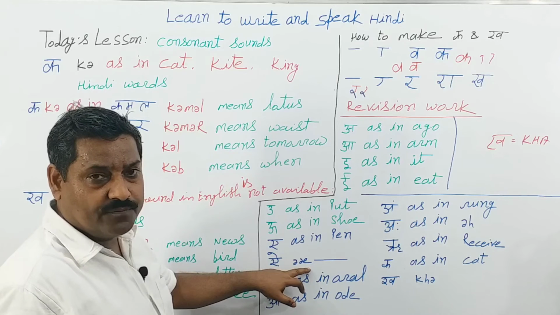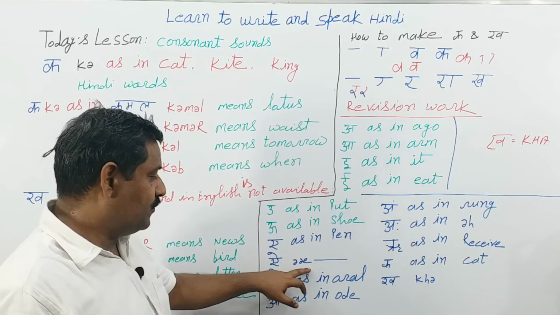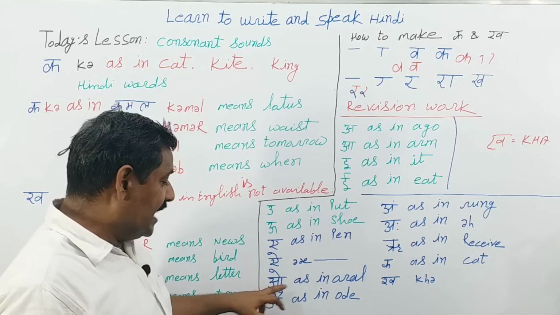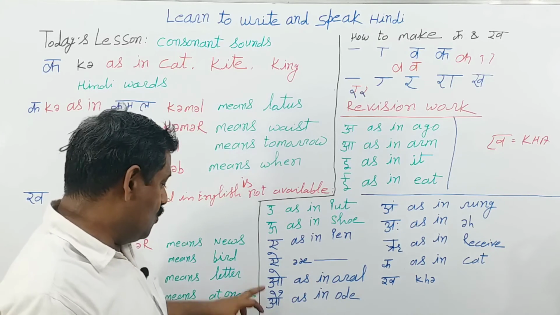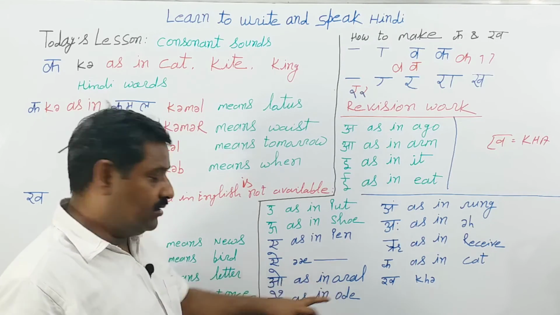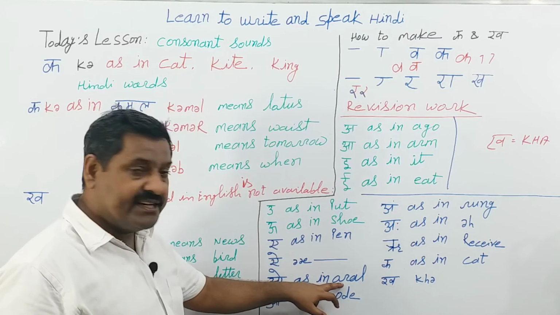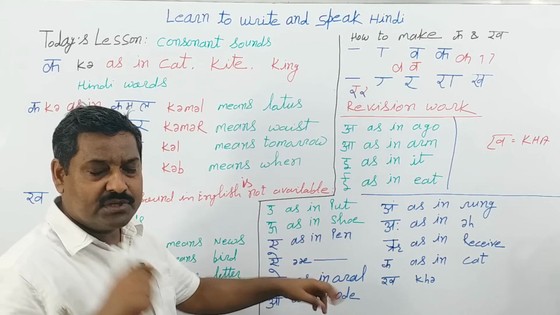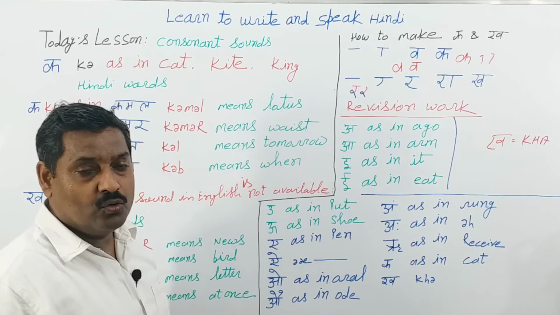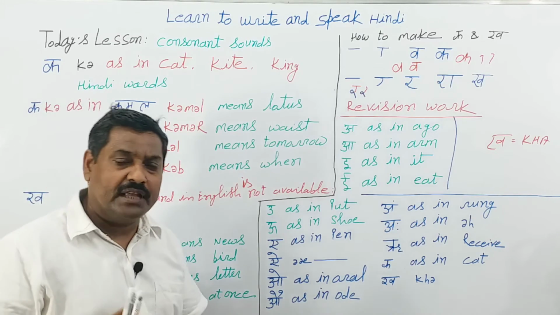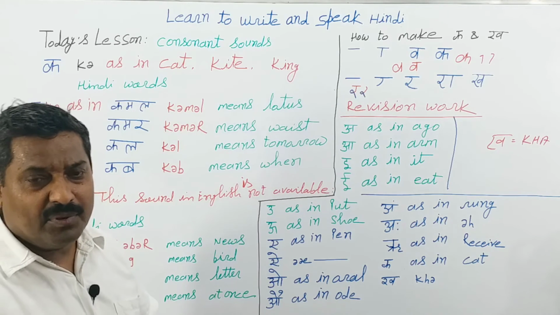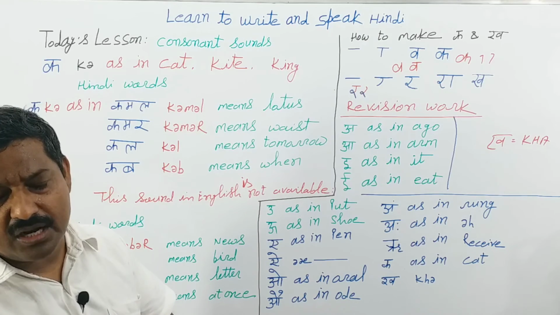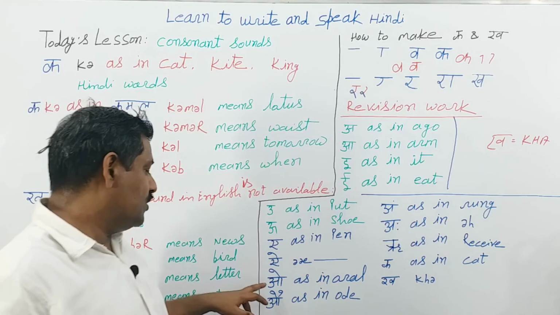I. There's no sound for I in English, therefore I am not writing any spelling here. O as in oral. The sound that comes in oral before rull, the same sound is here, oral.